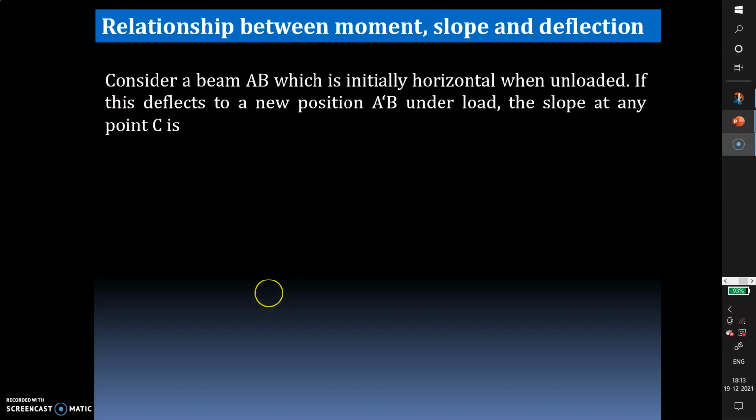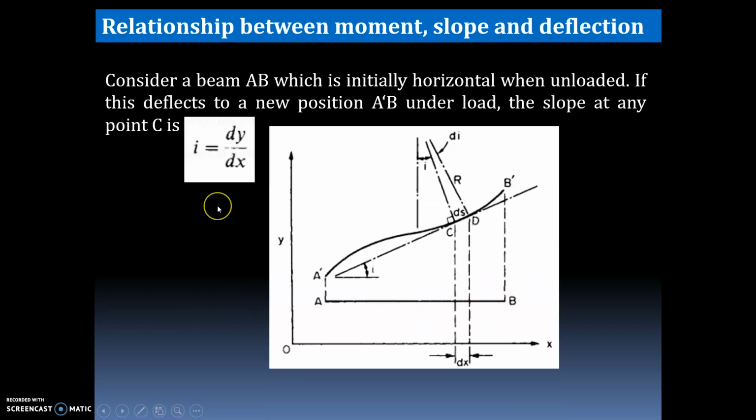There are different theories to find the slope and deflection. First, let us see the relationship between moment, slope, and deflection. Let us consider a beam AB which is initially horizontal when unloaded. If this deflects to a new position A dash B dash under the load, the slope at any point C is given by i is equal to dy by dx.